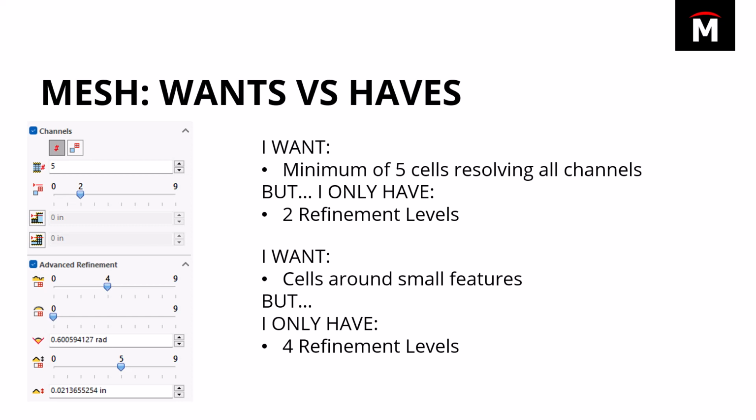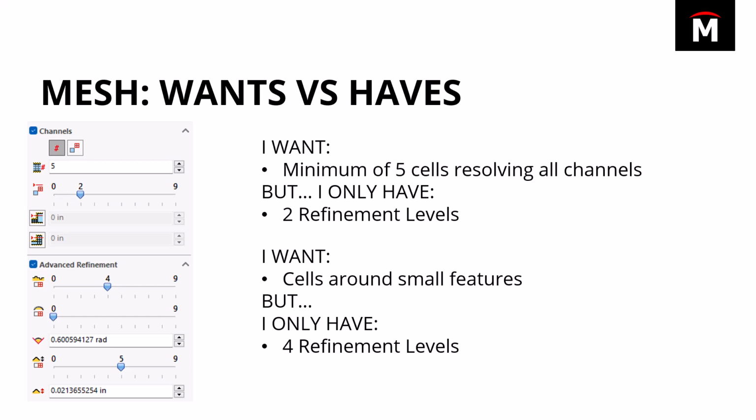5 is the characteristic number of cells across a channel. Those slots on the sides of the enclosure where I'm going to put my pressure boundaries, those are channels, right? Two opposing faces separated by a gap. So what I'm telling it is I want 5 elements to cover that gap opening. Now that's all great, right? It's good to want, right?